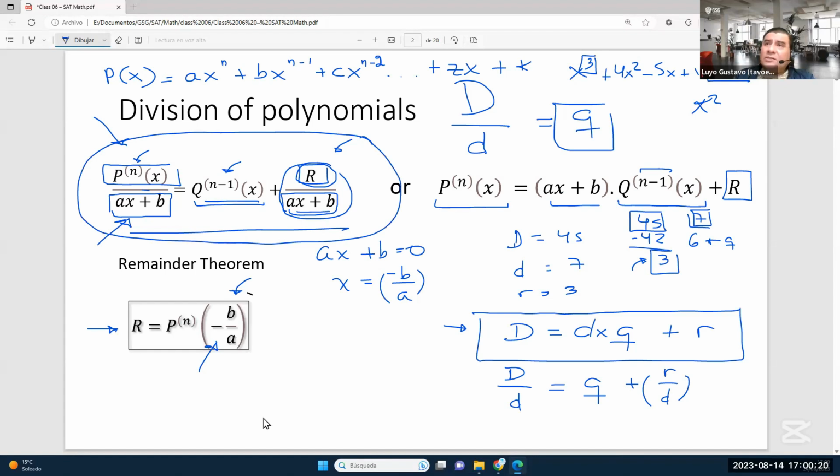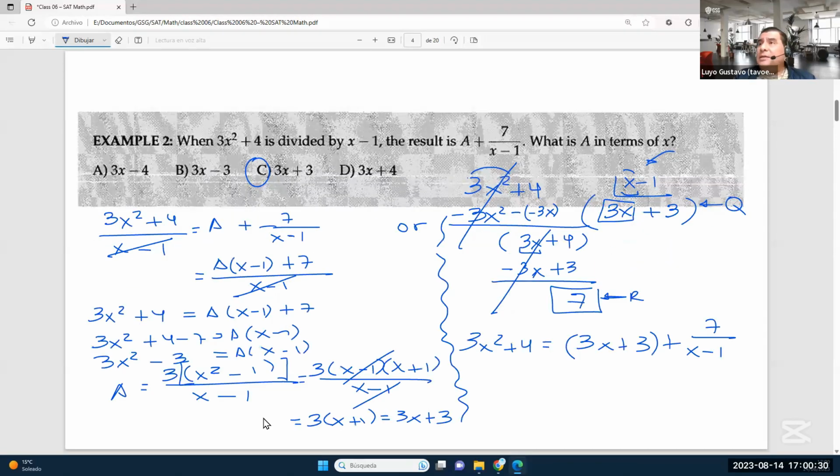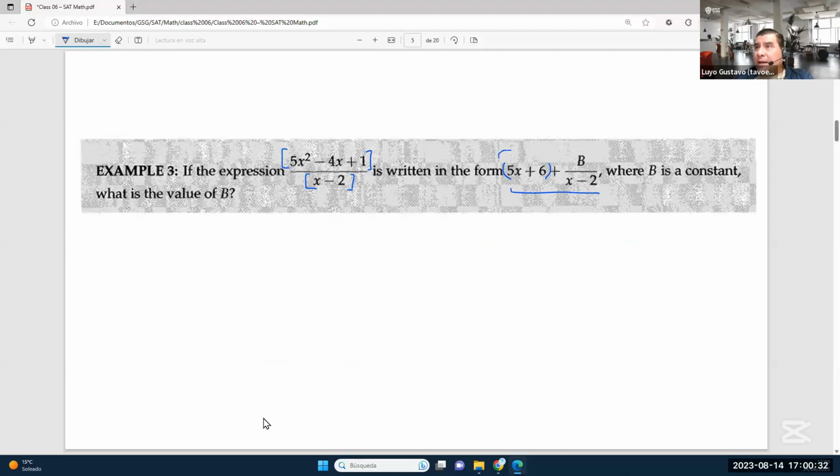So if we see a constant divided by the original divisor, it means that everything prior to it is actually the quotient of the division. So what we have here is the quotient of the division. And here, this one is the remainder of such division divided by the divisor. So they're asking me to find the remainder.